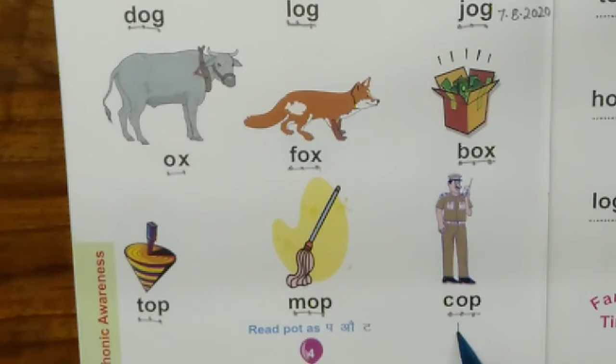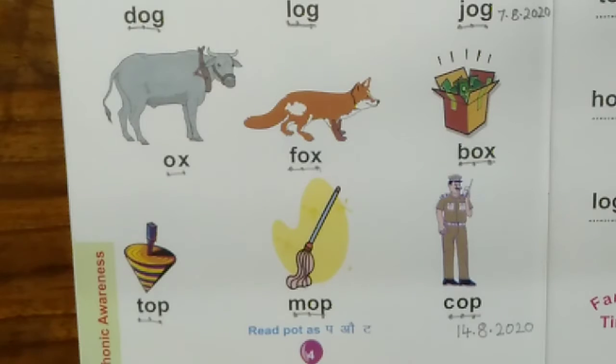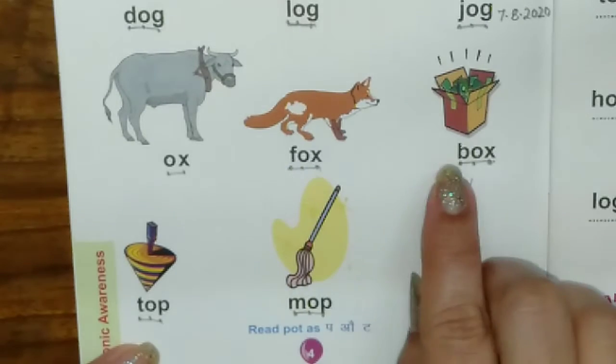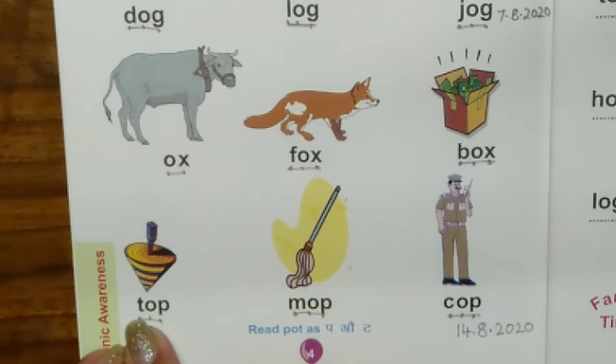Well done, babies. Now write the date here. So we are going to write the date is 14.8.2020. So you have finished reading ox and op words today. Now time for activity. You're going to need your O card, X card, F card, B card, T card, P card, M card. All right. Get ready for the activity.